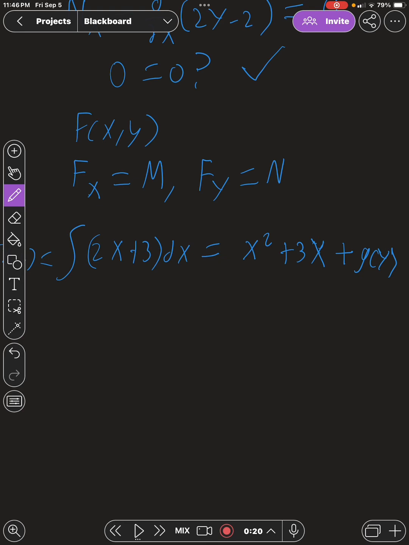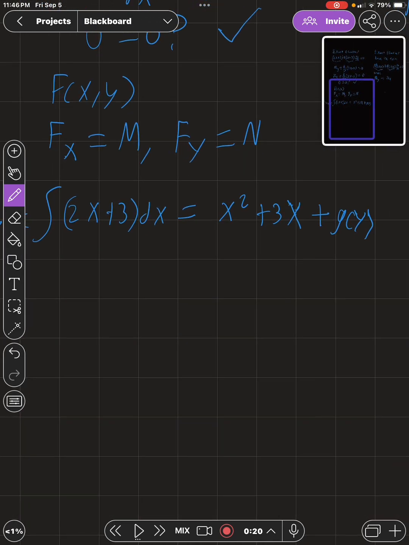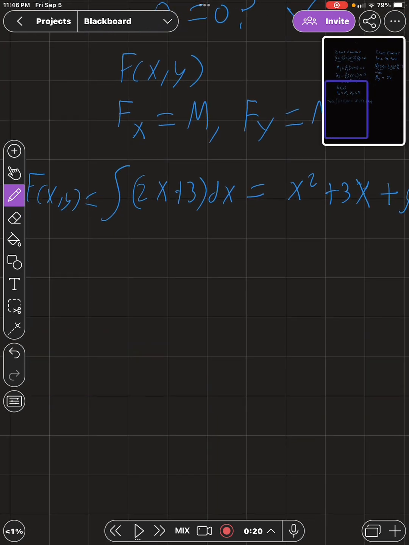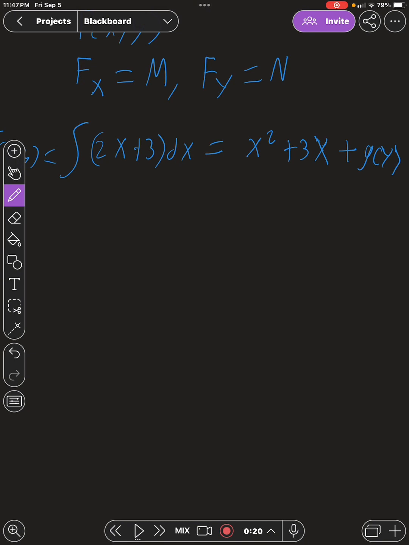This is key. So now basically we have this potential function f of x, y is equal to x squared plus 3x plus g of y. But really we still need to solve for g of y to get the full solution. So how do we do that? Well, like I said, this gets a little complicated.